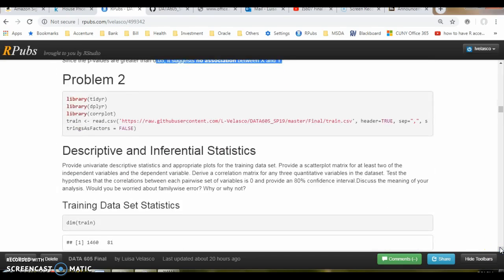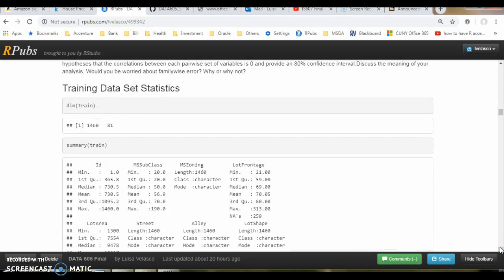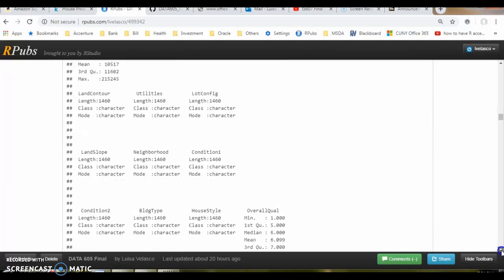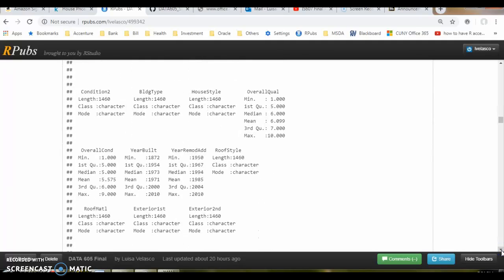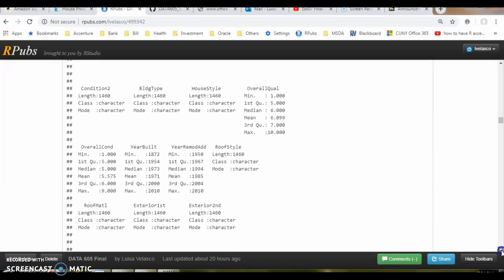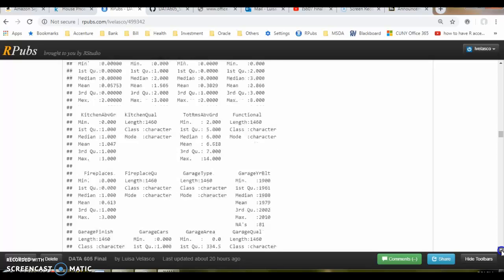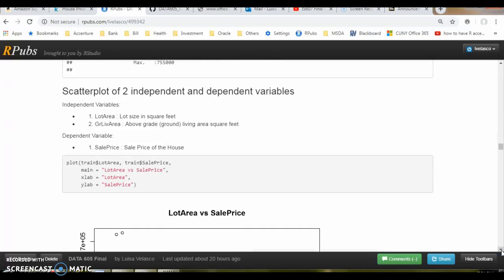For problem 2, we have the Kaggle data set for house prices. For the train data set, we have 1,460 observations with 81 variables, including the sale price, which is the dependent variable. We have a combination of categorical and numerical variables, and we presented a summary of each one.